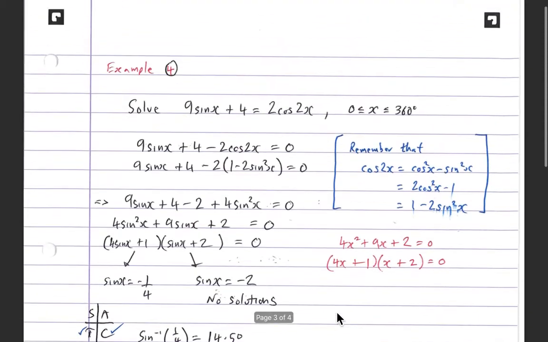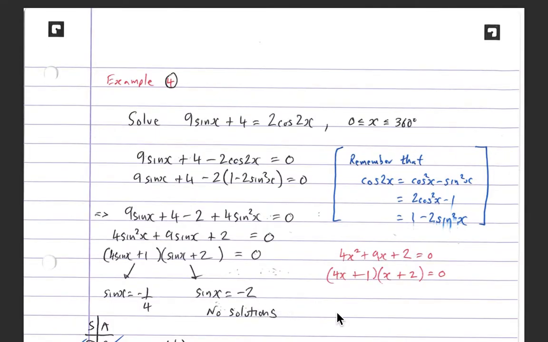In example number 4, I want to look at a more difficult trig equation. This time we have 9 sine x plus 4 equals 2 cos 2x, and again we want to look at the range 0 to 360. So far we're working wholly in degrees, but we may have to complicate things by looking at a radians example. So we have 9 sine x plus 4 minus 2 cos 2x equals 0.